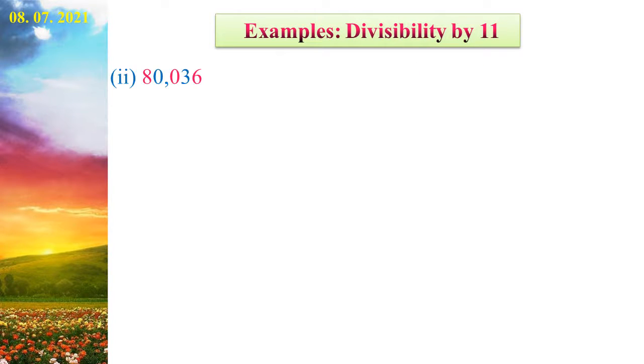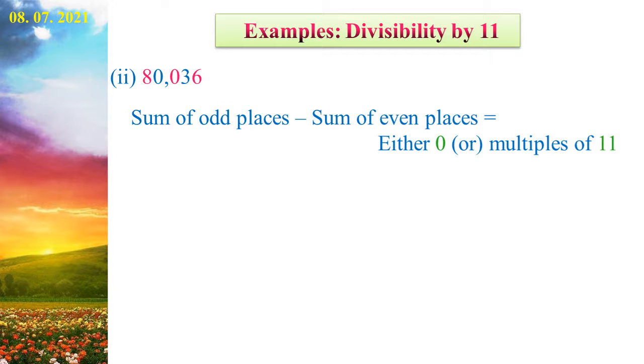Let's see one more example for divisibility rules of 11. 80,036. The divisibility rule of 11 is: the sum of odd places minus the sum of even places is either 0 or a multiple of 11. Here, the odd places are 6, 0 and 8. Sum of odd places means 6 plus 0 plus 8, minus the even places, which are 3 and 0.